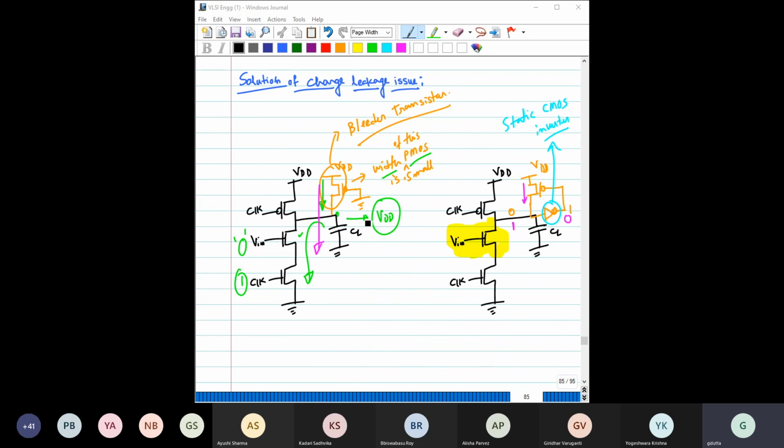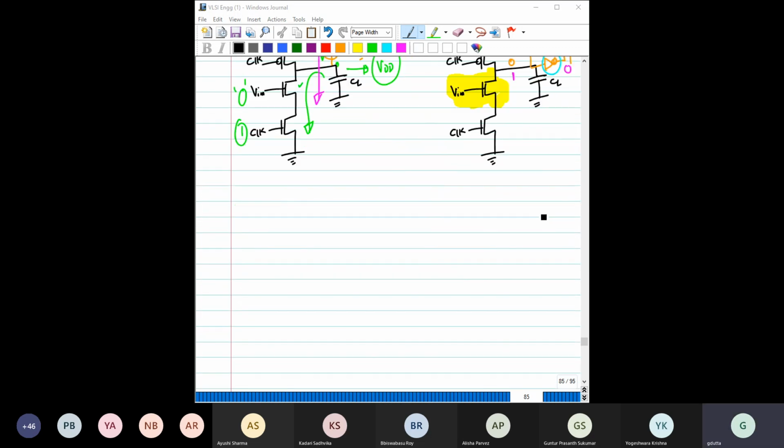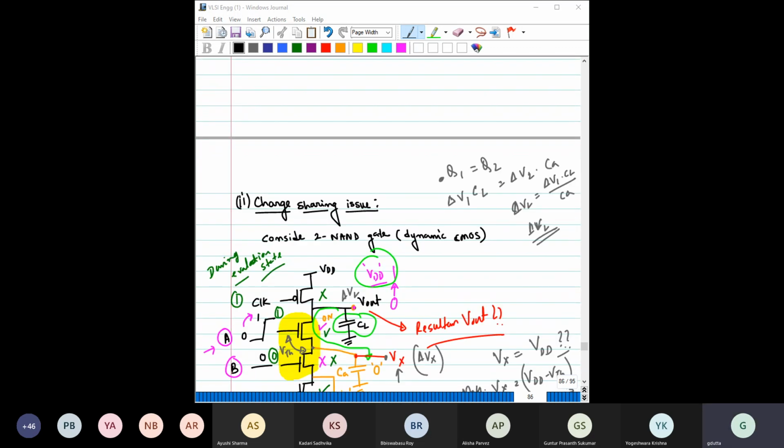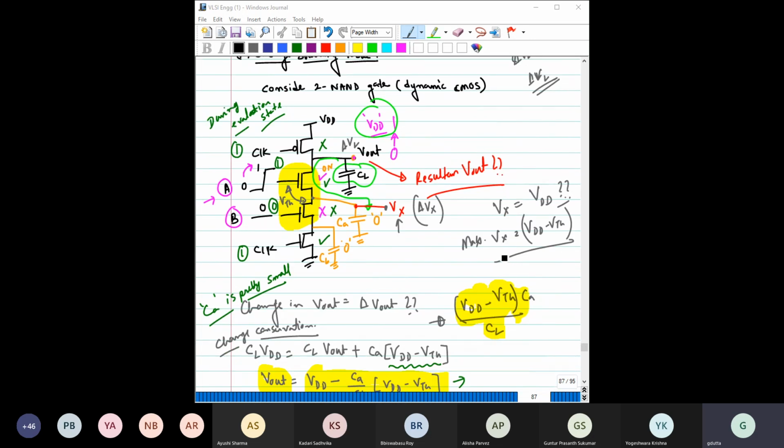Then we have also seen how to stop these issues. Just use this bleeder transistor, right? You can use it like this, but this will have some static dissipation issue. To stop that, you can connect the input of this bleeder transistor to an inverter like this. This inverter is basically a static CMOS inverter. This is the solution. Then we had started our discussion with this charge sharing issue.